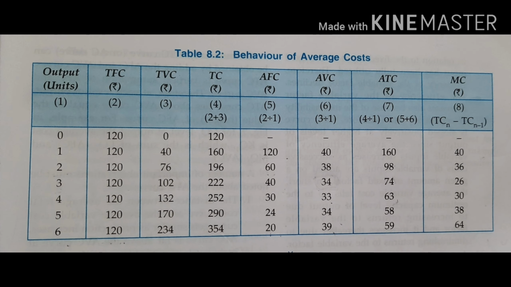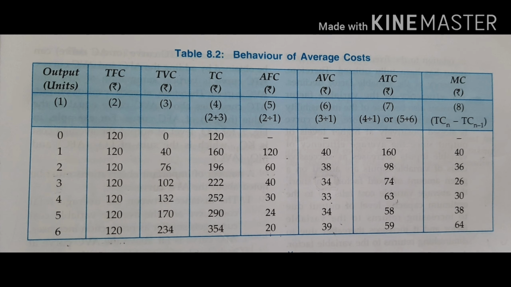Now the average cost curves are a similar classification to the total cost. From total fixed cost we have average fixed cost, from total variable cost we have average variable cost, and from the total cost we have the average total cost or average cost. The first and foremost that we will see is the average fixed cost.